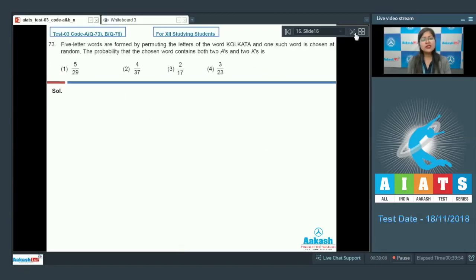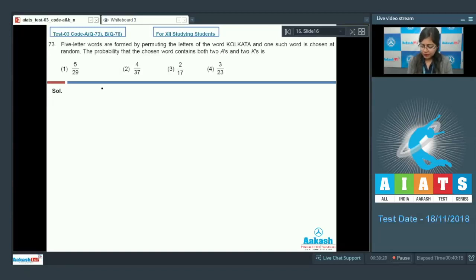Next is question number 73, which says that 5 letter words are formed by permuting the letters of the word Kolkata, and one such word is chosen at random. The probability that the chosen word contains both two A's and two K's is.